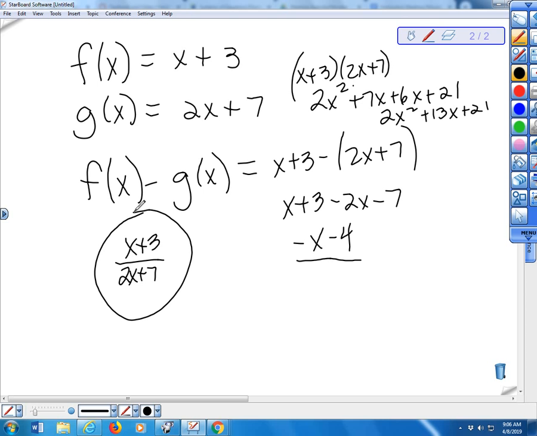Where can this function not exist? No, it could be negative. Think about what happens when the denominator is 0. When the denominator is 0, what is it? It's undefined. It's not 0. When you divide something by 0, it's undefined. It's not 0. Okay? So this function cannot exist where the denominator is 0. So to find where it can't exist, what you do is you set the denominator equal to 0.